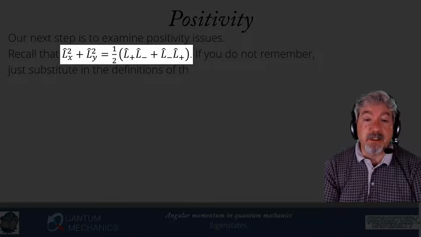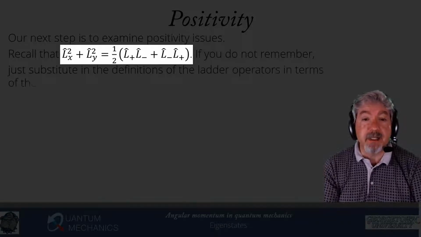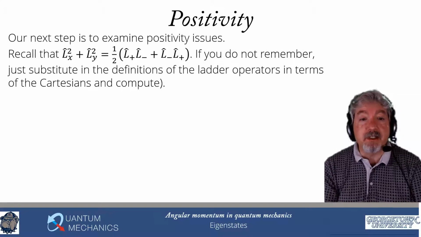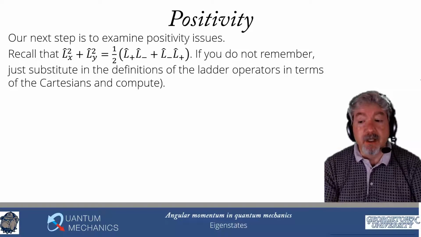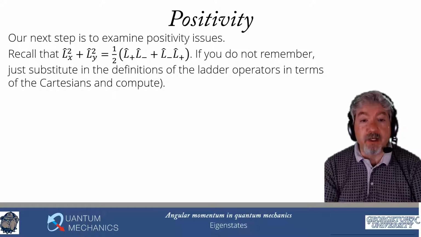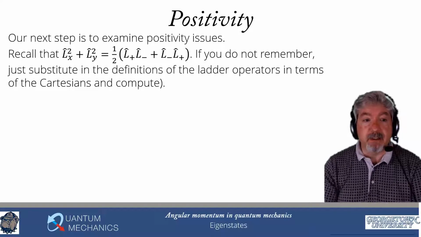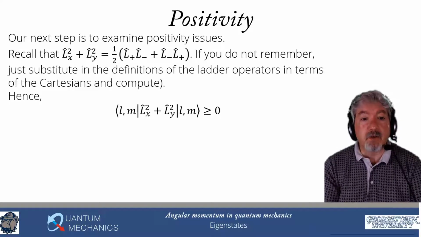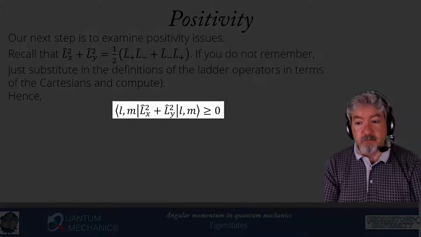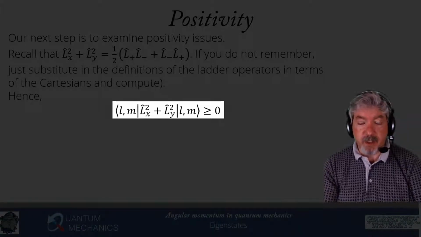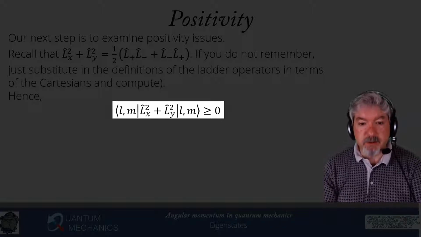This is an identity that we worked out with the spin operators, and because the algebra is exactly the same, it immediately translates to the angular momentum operators. If you don't remember it, just substitute in the definitions of the ladder operators in terms of the Cartesians and compute this. You do have to worry about the operator ordering, so you have to carefully work that out, but you should be able to get that the two come out to be exactly the same. Okay, so because we can write it as an L plus L minus, and because L plus is the dagger of L minus, then we know that the expectation value of Lx squared plus Ly squared is always greater than or equal to 0.